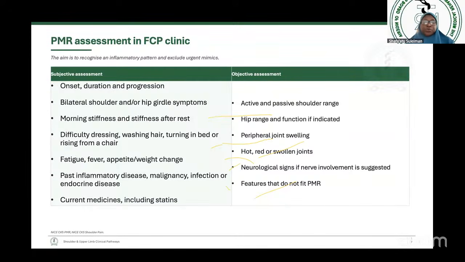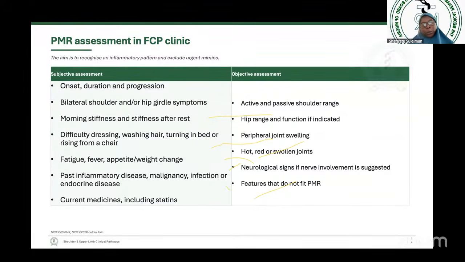Of course, you would not only consider the shoulders, you also consider assessing the hip range and function, if indicated. If the patient mentions anything relating to the hip, you also need to look at peripheral joint swelling. Are they hot, red, or swollen joints? And you also need to look into neurological involvement, signs of any nerve involvement, and features that do not fit for polymyalgia rheumatica. So you've searched for all features that fit for polymyalgia rheumatica.